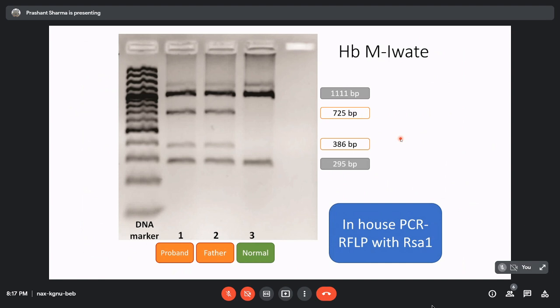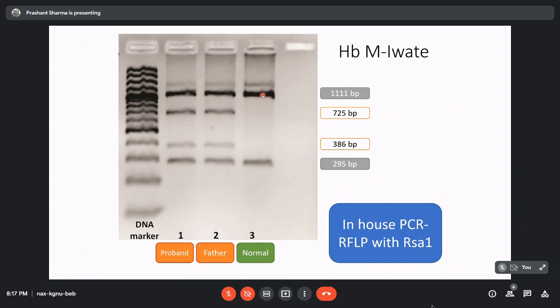Suppose the lab doesn't have Sanger sequencing accessible. What we did, we can simply amplify her alpha 1 globin gene. The primers are available. For sequencing also, you have to first amplify it, and then you can use a restriction enzyme. You can find it using bioinformatics databases which are there online. So we found that the RsaI enzyme cuts at the site of hemoglobin M Iwate.